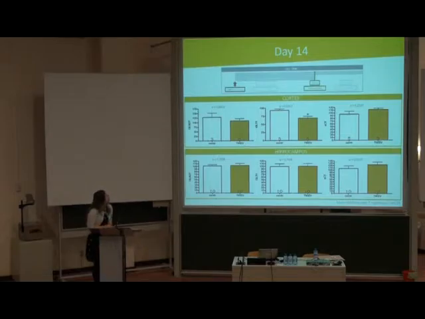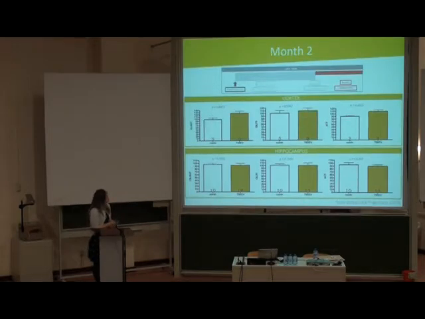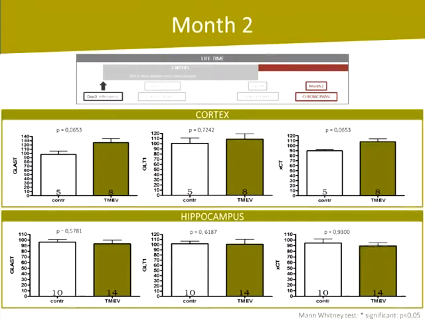2 weeks post-infection, when the virus is cleared and there are no more acute seizures, we don't see any change in the hippocampus, but we could detect a significant decrease of GLT1 protein expression levels in the cortex of the infected group. No changes occurred in GLAST or xCT protein expression. During the chronic phase, we couldn't detect any significant change, especially in the hippocampus. But in the cortex, we still could detect a trend towards an increased expression of GLAST and xCT.